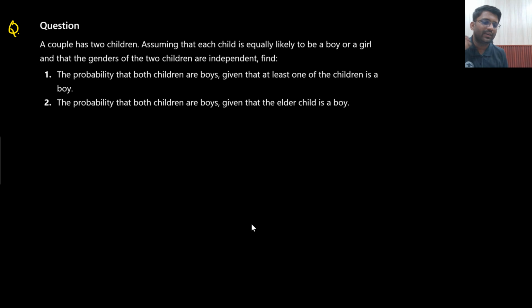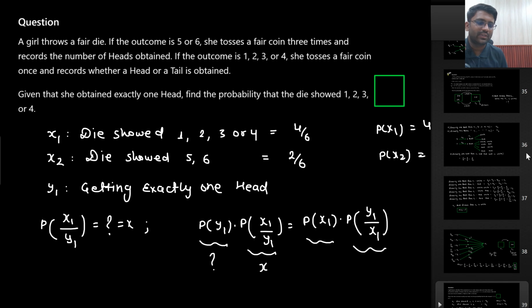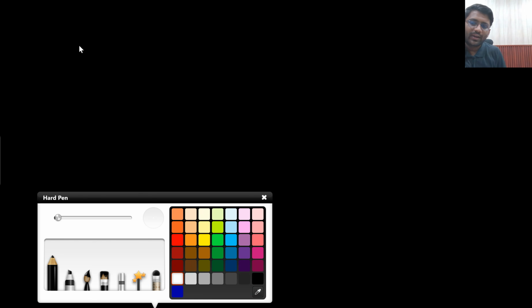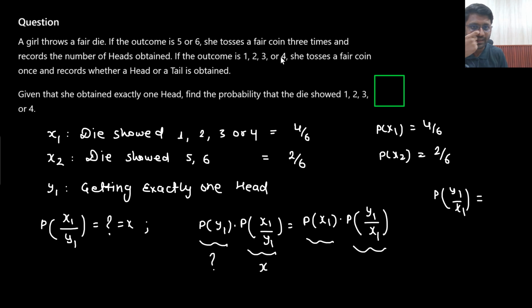So if die is showing either 1 or 2 or 3 or 4, then what you are doing? Two kinds of process are there, 1, 2, 3, 4 and 5 or 6. So if 1, 2, 3, 4 is showing, then she is tossing the coin once. That means either she will get head or she will get tail.